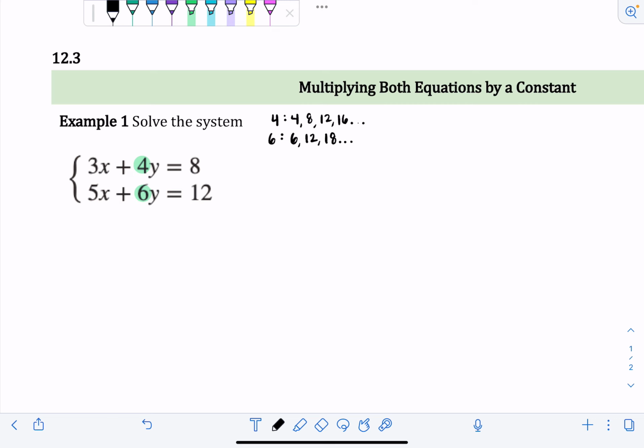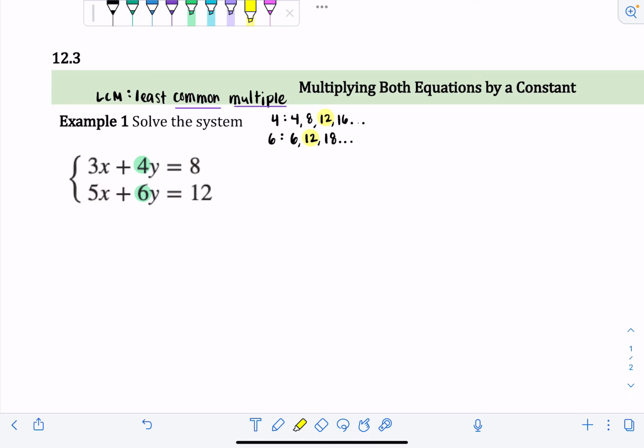So I'm finding the LCM, which stands for least common multiple. So we made the list of multiples. Common just means the one that they both have. So we have our multiples, we have the ones they both have. Now we need to find the smallest one that they both have, which is 12. So 12 is the least common multiple. That's what we're going to try to change the coefficient of y into.